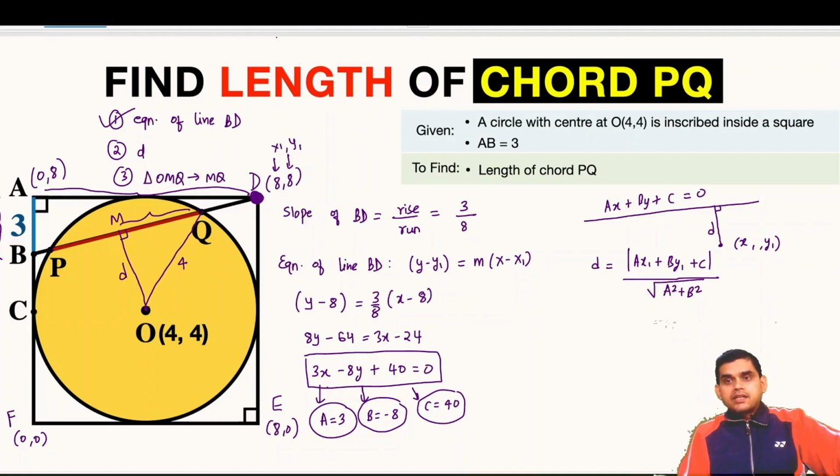And what will be x1 and y1? It will be the coordinates of point O, because this is the point from where we want to find the distance. So we will have x1 as 4 and also y1 as 4. Let me make some space for finding the distance.